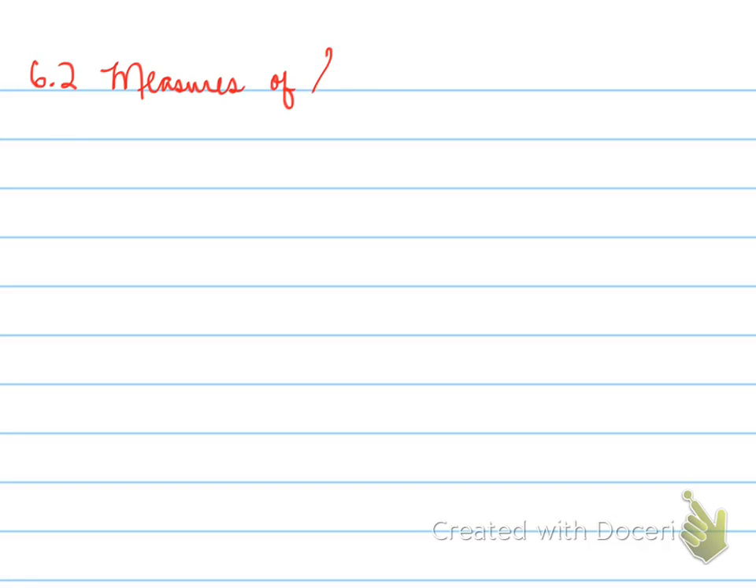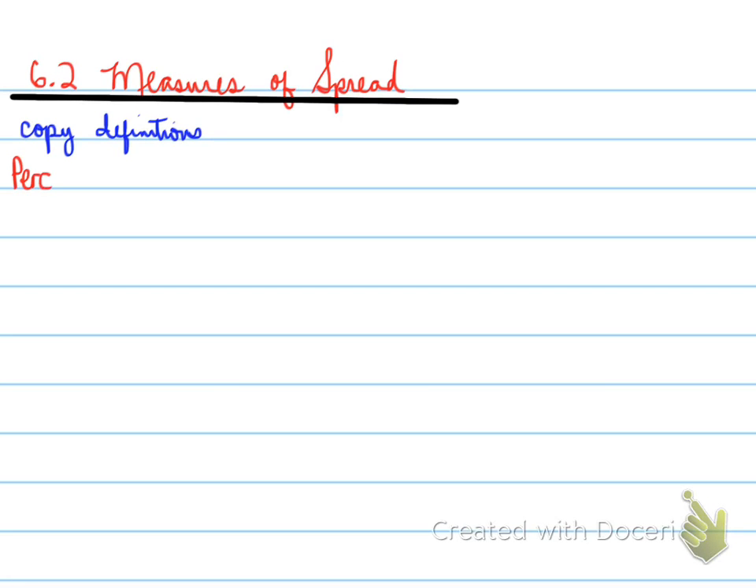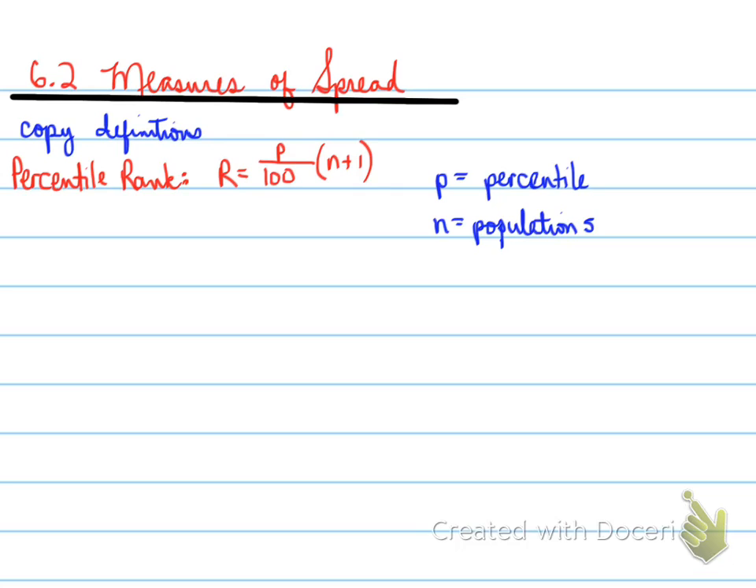All right. 6.2, measures of spread. So the key with this is that we need to go through some definitions and measures of spread. The definitions include words like percentile rank, which is rank equal to percentile over 100 times n plus 1. Now percentile is the percent of all the data that are less than or equal to a specific data value. N is the population size, and R is the whole number rank rounded down.